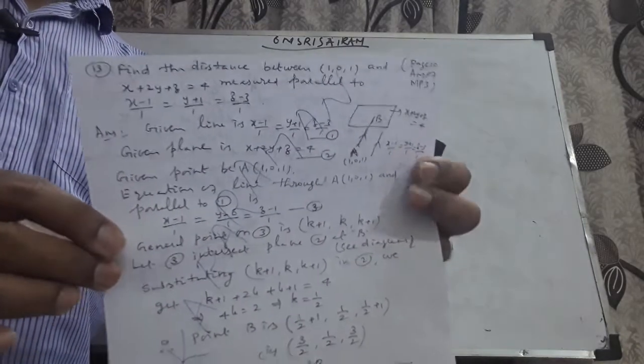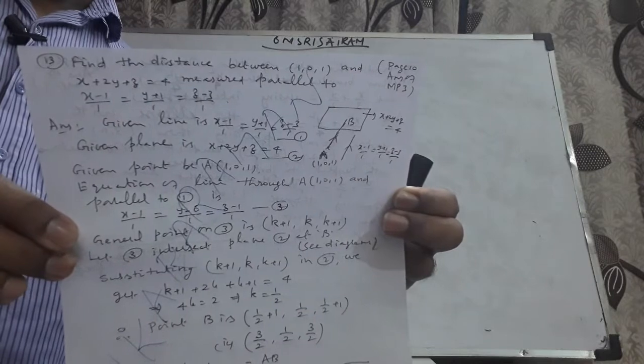This video presentation deals with the last two sums of Model Paper 3 of Class 12 CBSE Maths Term 2 paper. The question goes like this. It is the 13th question in the same paper. Find the distance between (1, 0, 1) and the plane x + 2y + z = 4 measured parallel to the line (x - 1)/1 = (y + 1)/1 = (z - 3)/1. This is the question.